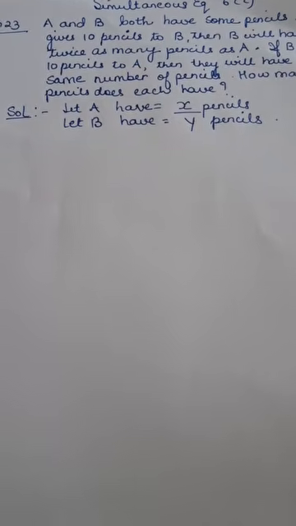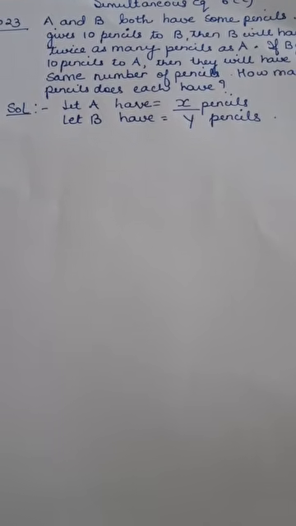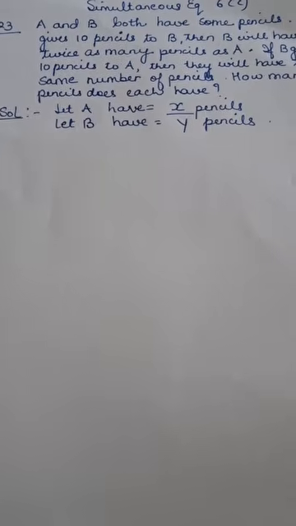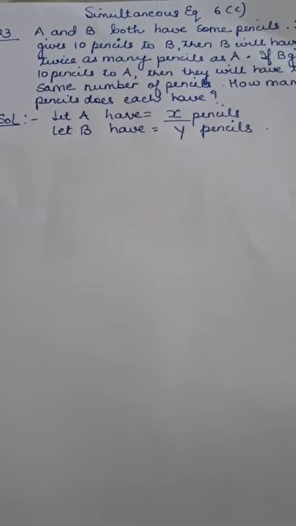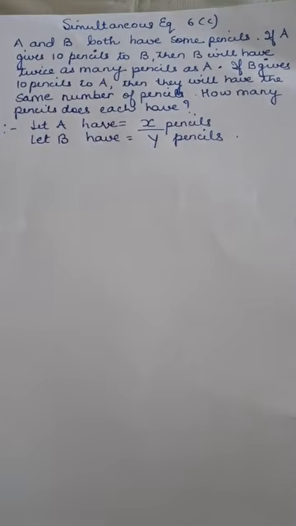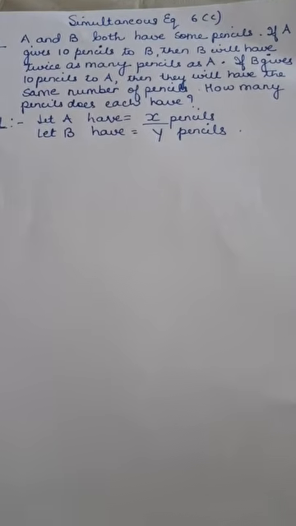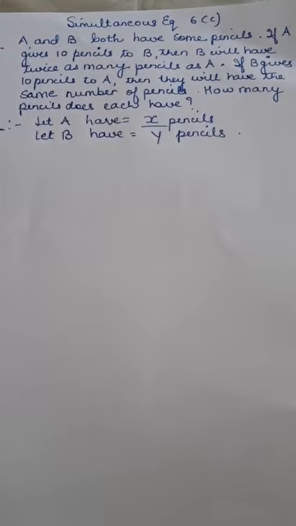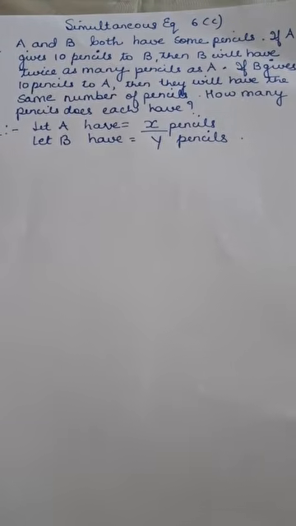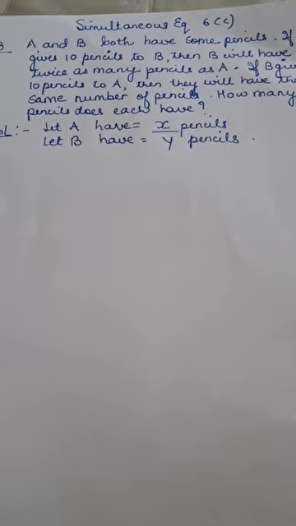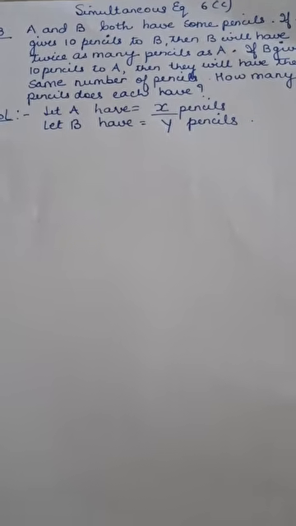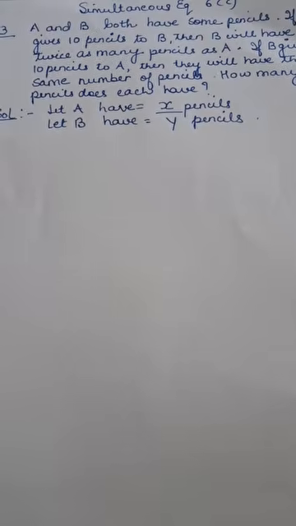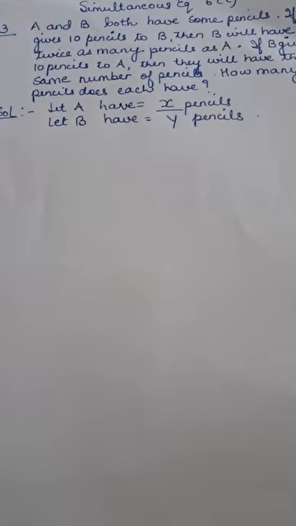Hi, we are doing exercise 6C question number 23, which says that A and B have some pencils. If A gives 10 pencils to B, then B will have twice as many pencils as A. And if B gives 10 pencils to A, then they will have the same number of pencils. How many pencils does each have?